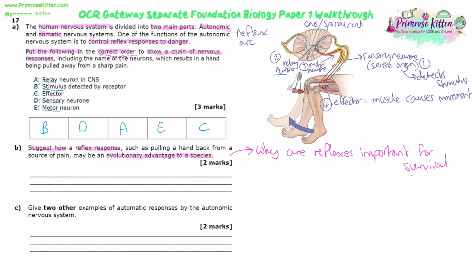So we need to be able to say that they are fast, because that's why they're important. They're very rapid or they're very fast, and that allows protection from harm or damage. So it protects the body from harm or damage when it happens. And that means that they're more likely to survive, less likely to suffer injury or death. And so you're more likely to survive and reproduce. And therefore, that's why it's evolutionary advantage to be able to survive these things.